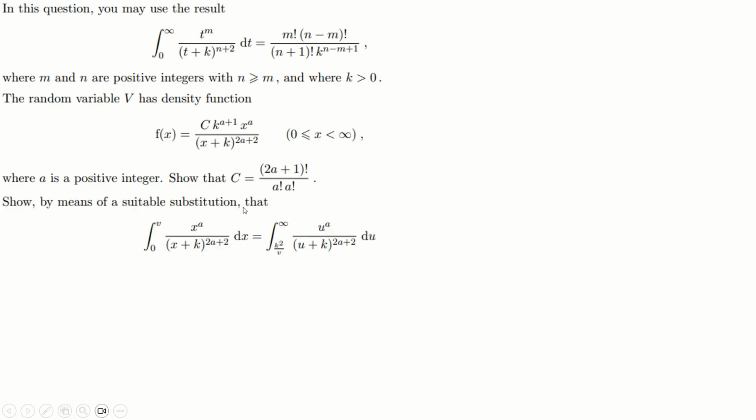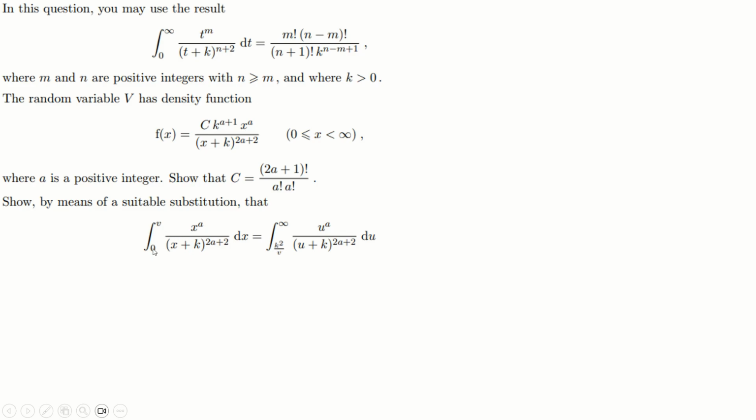Show by substitution that this equals this. Now, this is probably the hardest bit of this entire question, figuring out what substitution you're supposed to use here to make this work. Like, the x's and the u's stay pretty much exactly where they should be. So it's tempting to use a substitution that looks a little something like x equals u plus this thing here, to try and force this 0 to become this. But it really doesn't work.